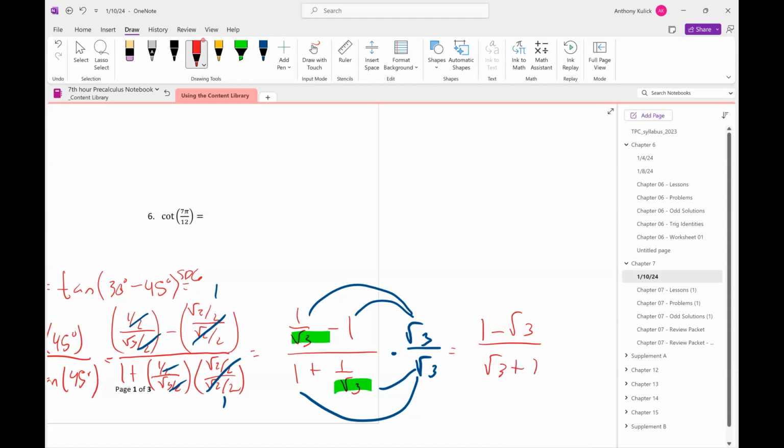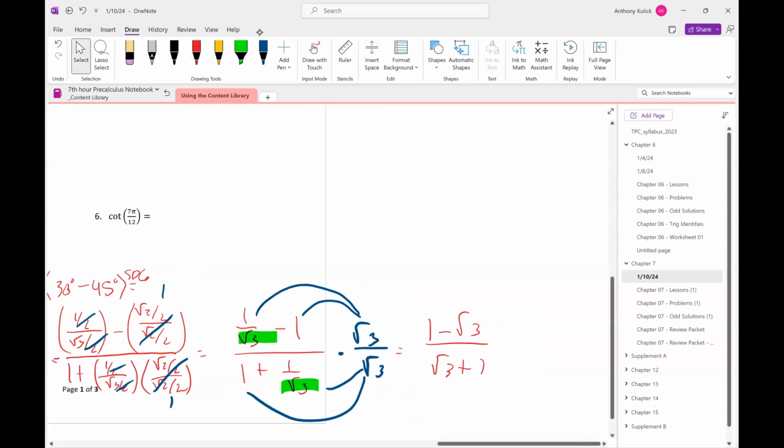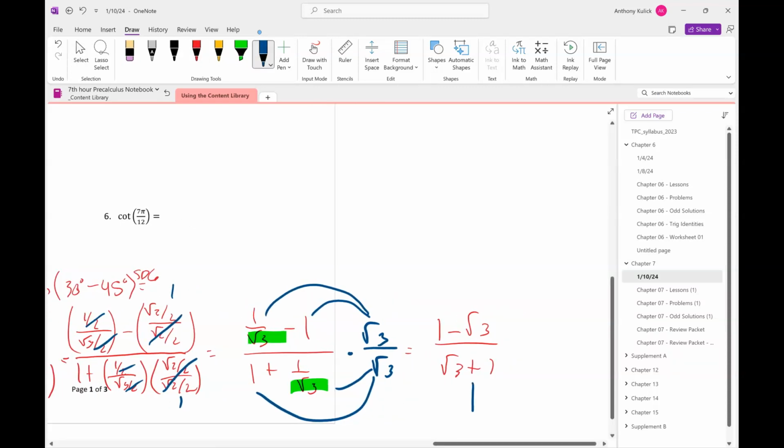So far, so good. Now I still have that radical in the denominator. So I'm going to multiply by the conjugate now. Remember, the conjugate is the same thing, but with the opposite sign in the middle. So that's going to be root 3 minus 1.